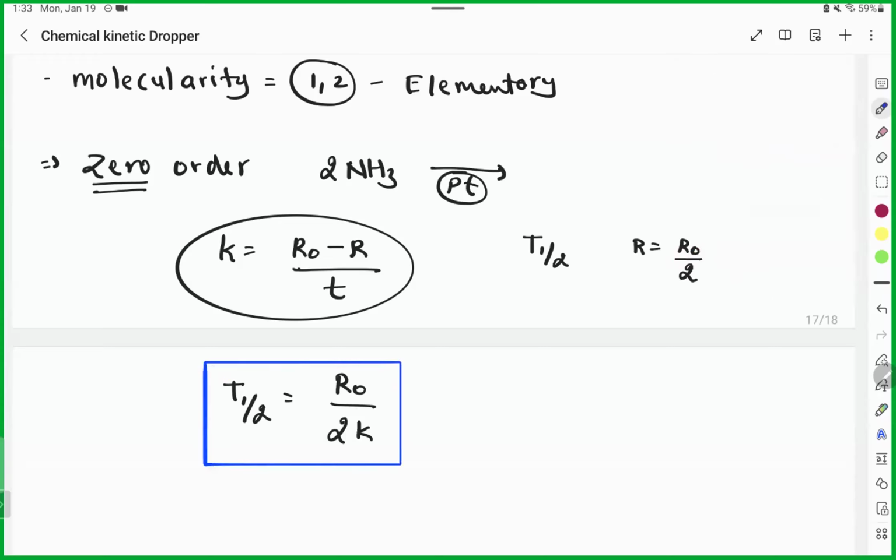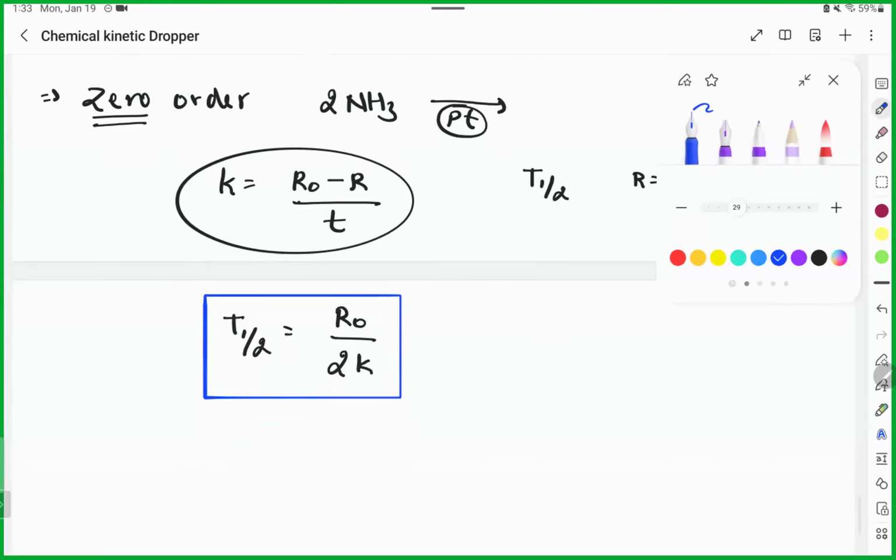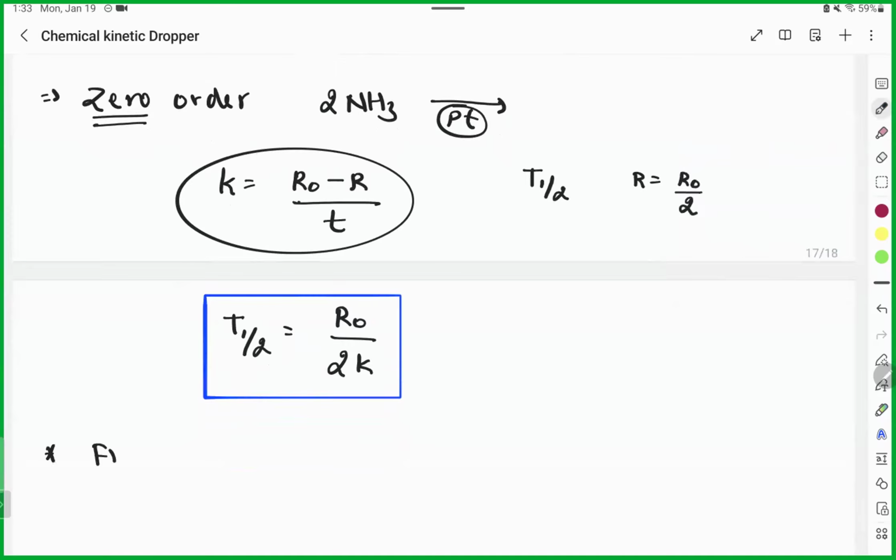Any doubt? So this is zero order reaction. If you consider the first order reaction, first order means it depends upon one reactant. Correct? If you calculate K value in this case, it is 2.3 by time log R naught by R.